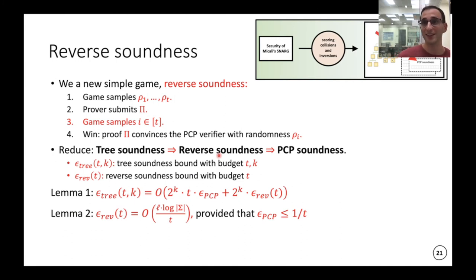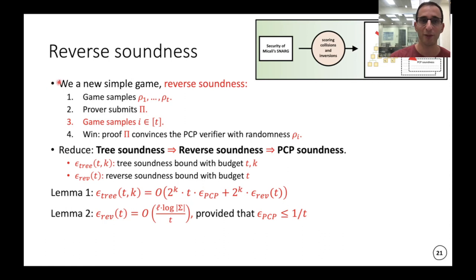Okay, so that was the tree soundness game. And the tree soundness game really captured all possible strategies of the adversary. And that's actually what we show: any adversary for the original SNARG, we can translate to an adversary in the tree soundness game. Now we introduce a new game, and I'm going to present a very simple form of it called reverse soundness. We show that we can reduce every adversary of the tree soundness game to this reverse soundness game.